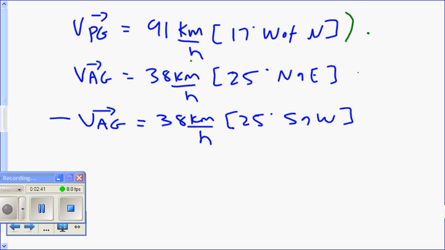Here our wind speed is given in the question, and this is what I was hoping you'd remember, that when you find the negative of a vector, essentially everything stays the same, but the direction becomes the opposite: north becomes south, east becomes west. So you take the totally opposite direction. So these are the vectors we're going to use for our vector addition.